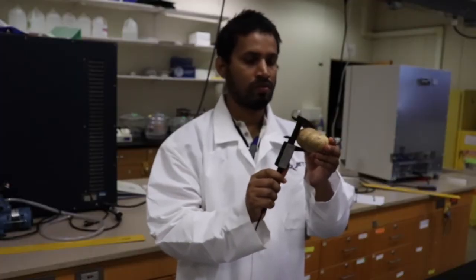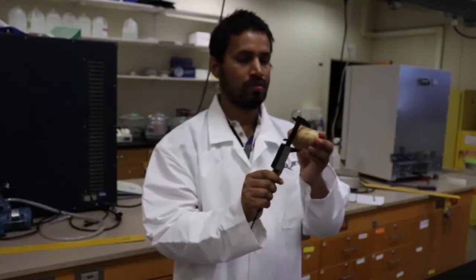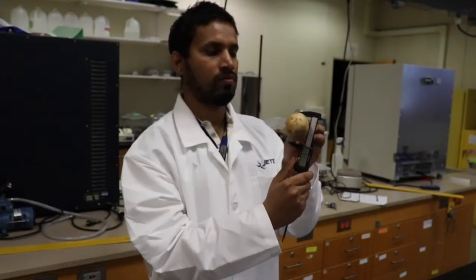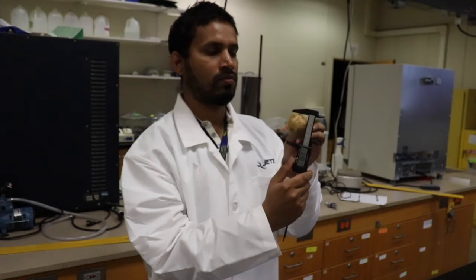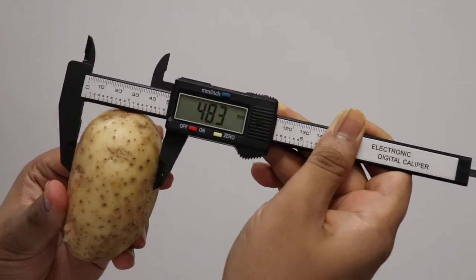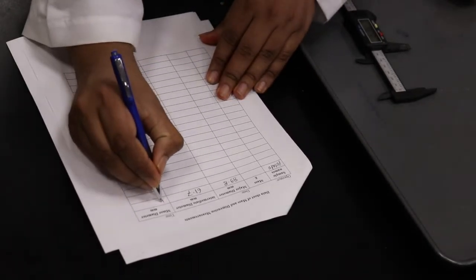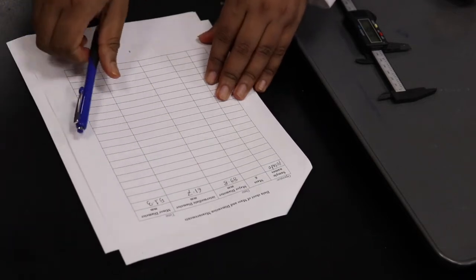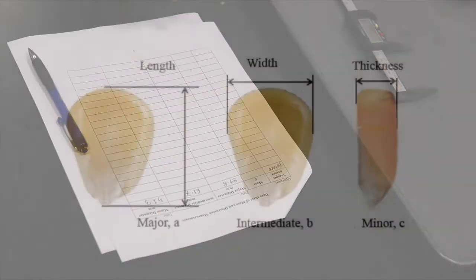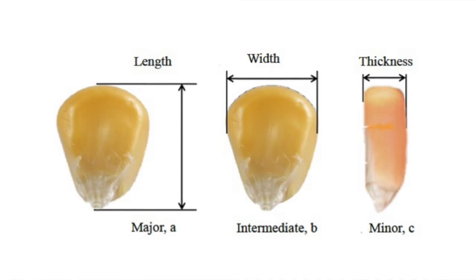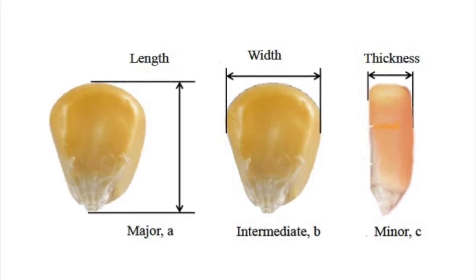After that, measure the minor diameter, which is the shortest diameter of the smallest potato projected area. Read the value of minor diameter and then record it in the data sheet. Repeat the same procedure to measure the potato in 3 replications. After measuring the potato sample is finished, we can start to measure the 3-dimension size of 20 corn kernels.